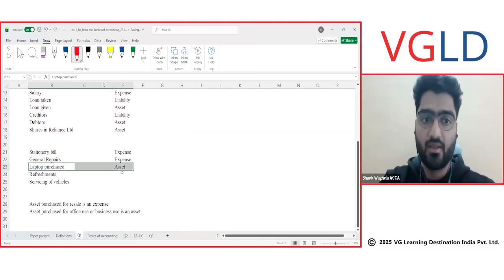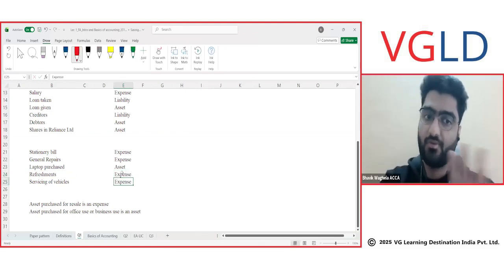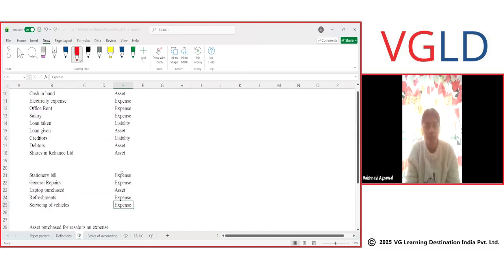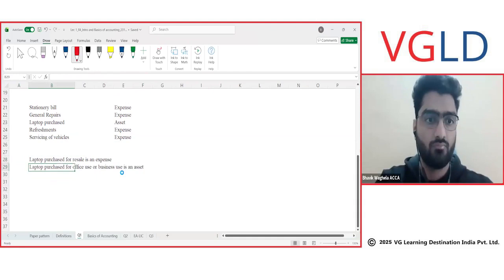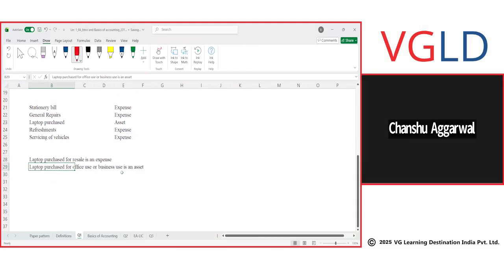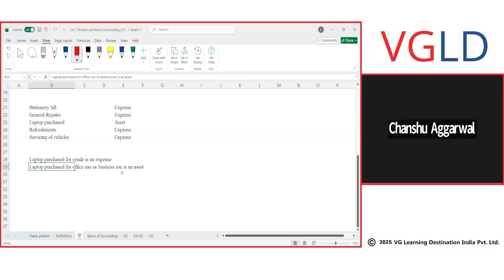Refreshment, how do I classify it? Expense. Servicing of vehicle. Expense. Everyone understood? I have a question related to laptop purchase. We have stock that is a current asset, and as you said, anything purchased for resale is an expense. So the stock I have remaining will be an asset, and the stock I have sold will be the cost, an expense. Correct. Yes. Correct.